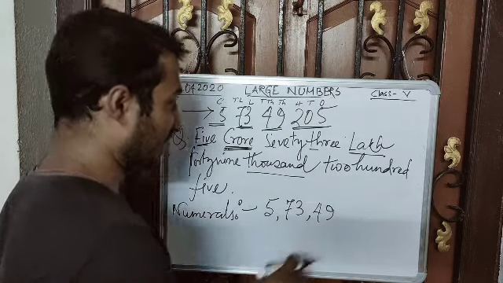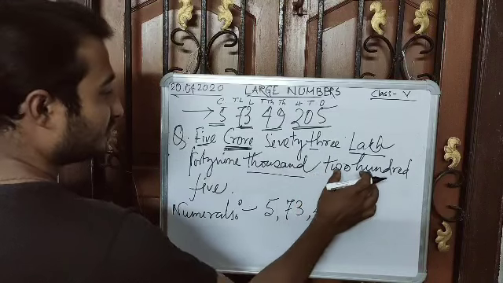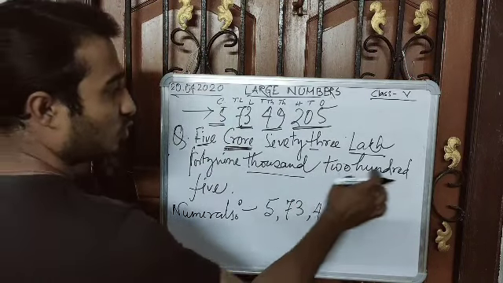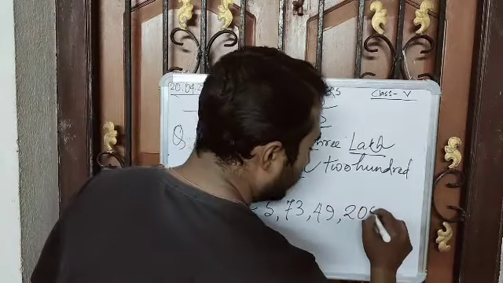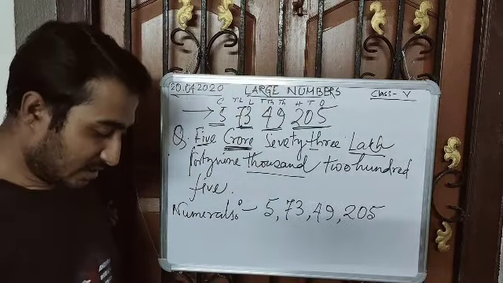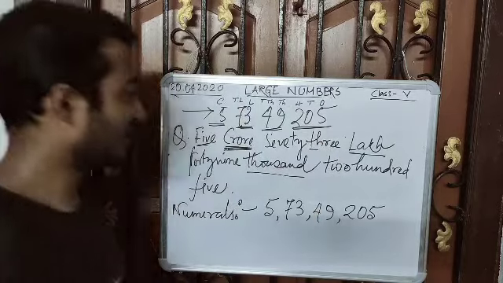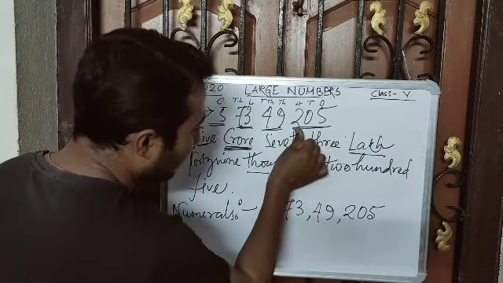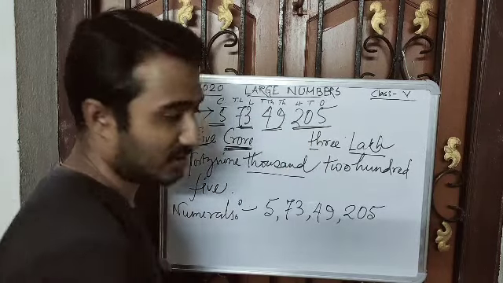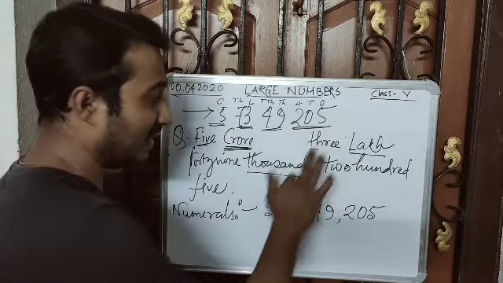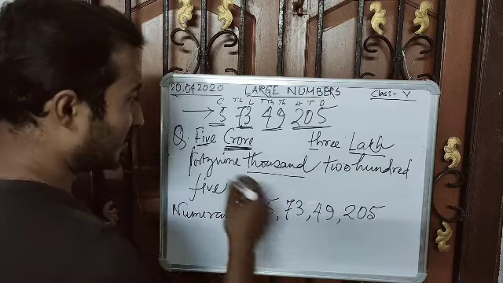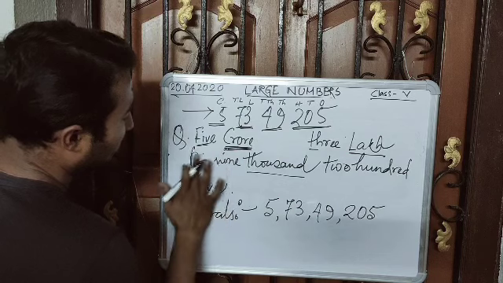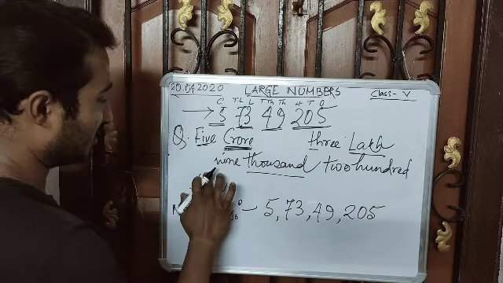I am showing another example. 49,000, then another space or comma, then 205, that is 205. Okay, this one was easy. Let's take another example. Like 5 crore 73 lakh, suppose there is only 3 lakh. Suppose there is no 73, only 3 lakh, then what will be the number? 5 crore, 49,000, here also no 40, only 9,000, okay?